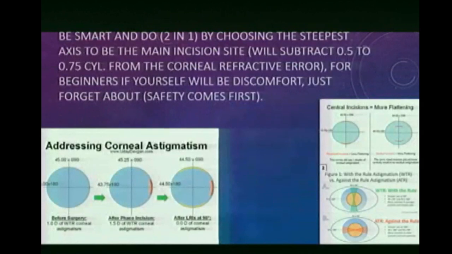When you plan the incision, be smart enough to do 2-in-1. Go for the steepest axis as much as you can. I repeat again, as much as you can, go for the steepest axis. That will help you to reduce the astigmatism which the cornea had before, and this gives you 2-in-1: you correct the spherical power with the IOL inside the bag, and you correct any astigmatism in the cornea.